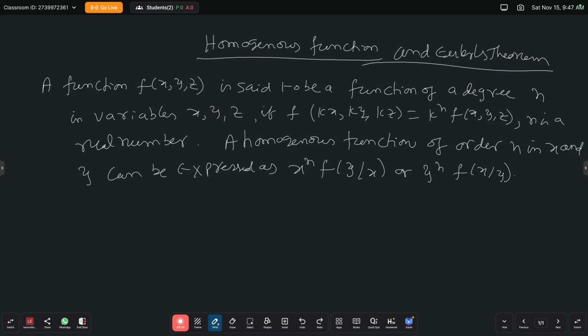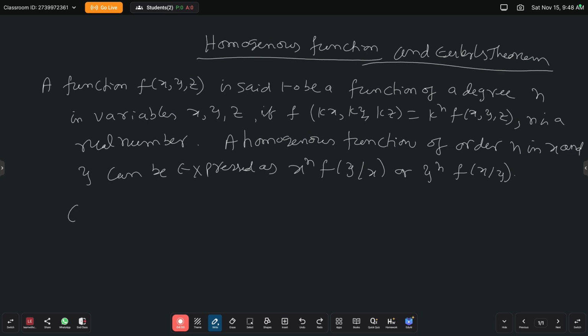If x is replaced by kx, y by ky, z by kz, then we can represent it as k power of n. Here n represents the degree. Suppose we get k square into the given function f of x, y, z, then the degree is 2. K power of 0 means the degree is 0. So n is a real number. A homogeneous function of order n in x and y variables can be expressed as x power of n f of y by x, or y power of n f of x by y.